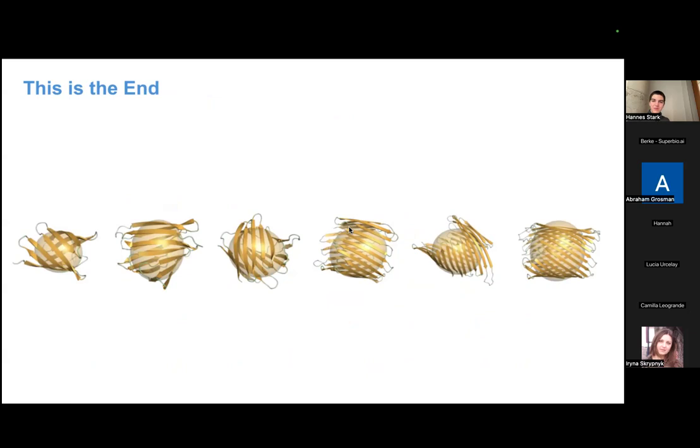There is one more question on the chat. Have you looked at generating diverse linkers for a fixed scaffold? For example, CDR loops of antibody variable domains. No, we didn't try anything with antibodies.